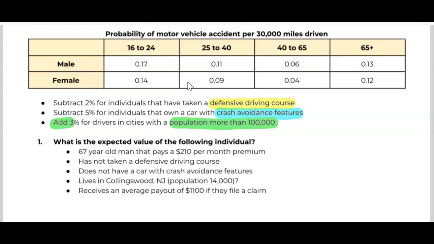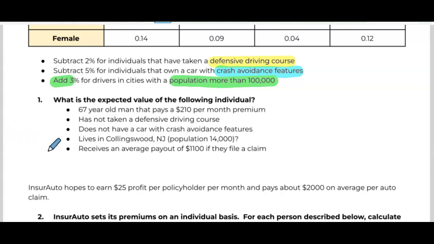So not only do you use overall statistics, but the insurance companies will also take into account other circumstances for each driver. There are way more things than this. This is just keeping it simple. So let's go through the expected value of the following individual. If we go back to our expected value formula, what we're going to do is multiply the probability of something happening times the value of that thing. So a 67-year-old man pays a $210 premium.